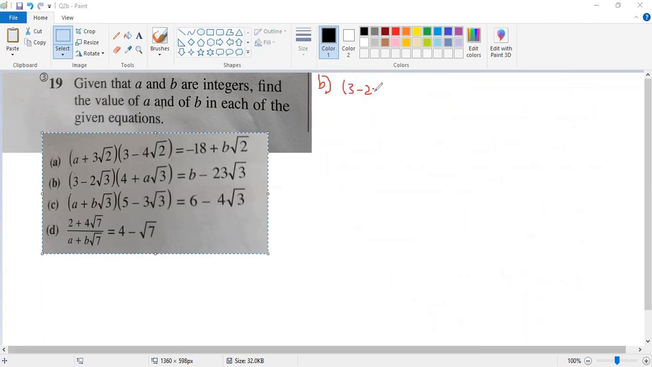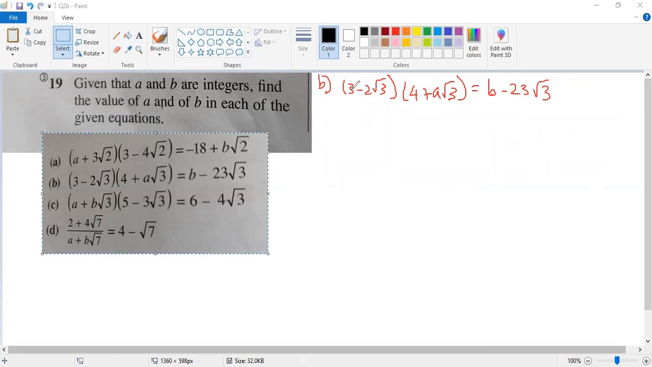So 3 minus 2 root 3, and this one is 4 plus a root 3, just a similar idea, equals to b minus 23 root 3. Okay, so why are we calculating this? I mean, how do we calculate this? Okay, so we need to do this carefully. Let's think and see, please.